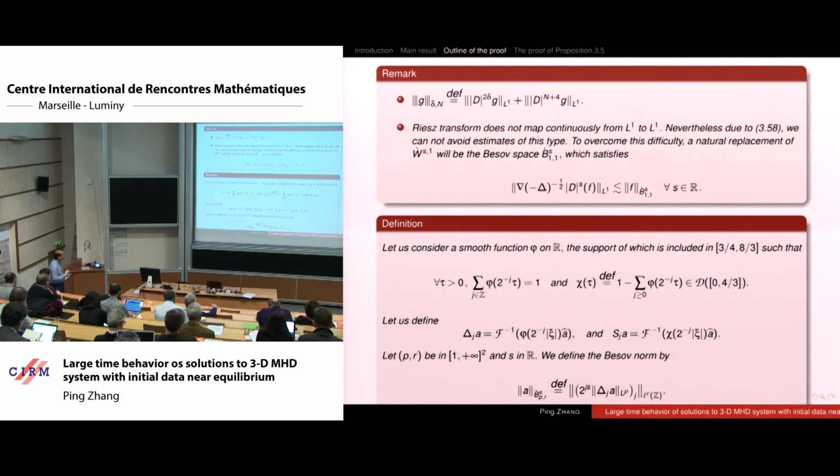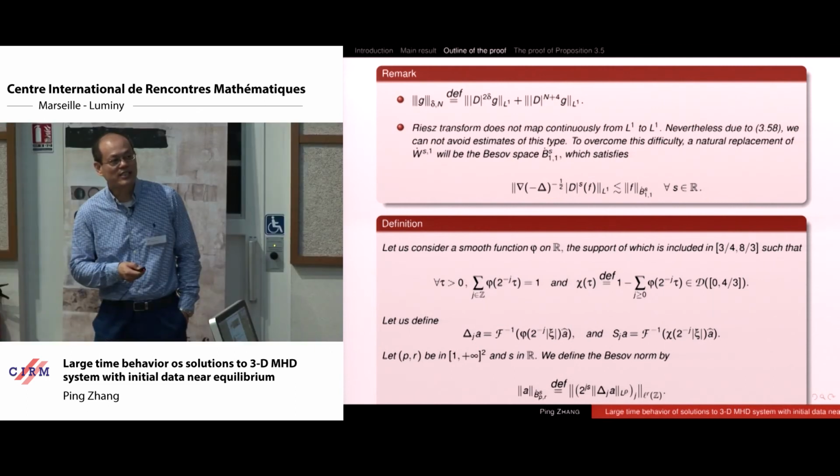The definition of this Besov space is classical. It's like this. You have a function phi such that for any tau greater than 0, the summation over j belonging to Z of phi of 2 to the power of negative j of tau equals 1. That's the homogeneous version. And this non-homogeneous version is chi of tau equals 1 minus the summation for j greater than or equal to 0. And then we can define this frequency cutoff operator such that the frequency of this part is in an annulus with the radius of the annulus like 2 to the power of j.